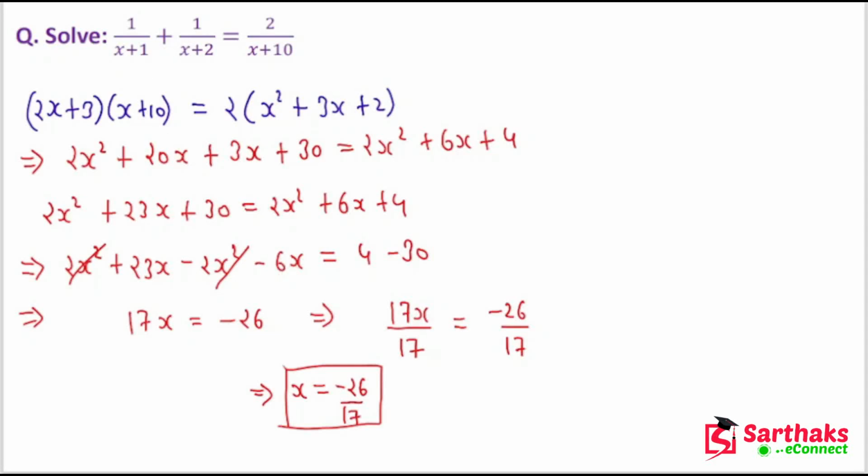So that was all about equations which were actually reducible to linear form. In their original form they looked like they are not linear, but when you solved them either by multiplying both sides of the equality by the LCM of denominators or by cross multiplication, you found out that actually these are linear equations and they can be easily reduced to linear equations by applying some multiplications and divisions, right? So x equal to minus 26 by 17 is the solution of this equation. You can solve as many questions as you want in this method.